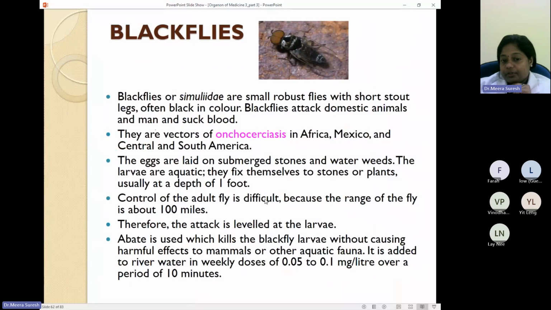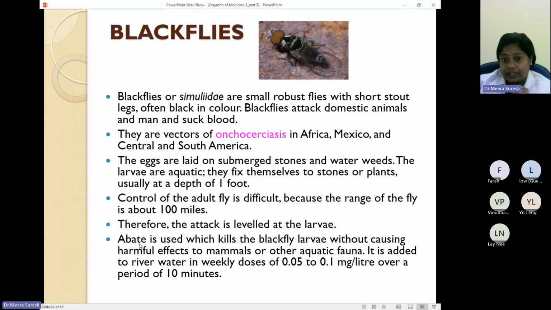So control of the adult fly is difficult, because once they become adult, they have a high flying range, about 100 miles. So the better method to control black flies will be to use an ideal larvicide, because usually they are seen in the water, and it is better to use it when they are in the larval stage, because once they become adult, they can travel a large area. So controlling at that level is very difficult; better to control at the larval stage.